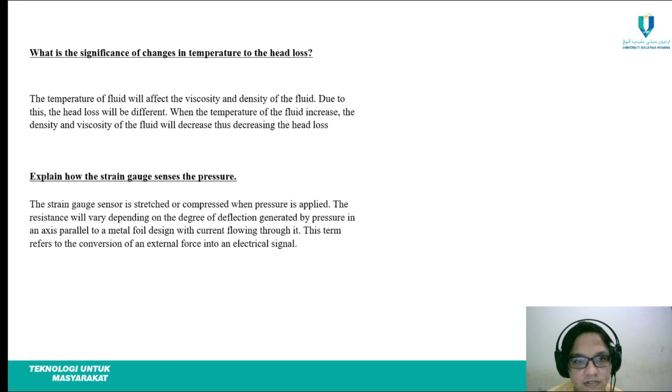What is the significance of change in temperature to the head loss? The significance of change in temperature to the head loss is that as the temperature rises, the viscosity and density of the fluid will change. Due to this, head loss will be different.